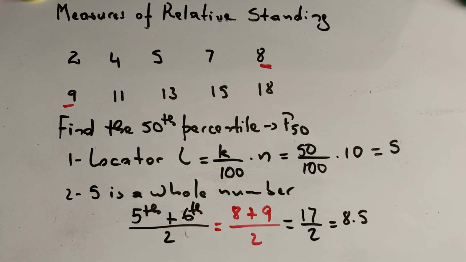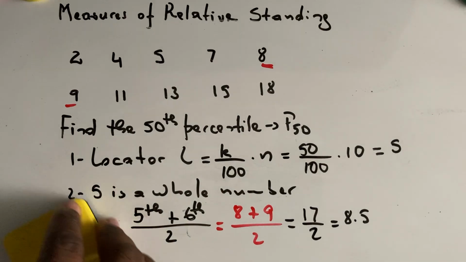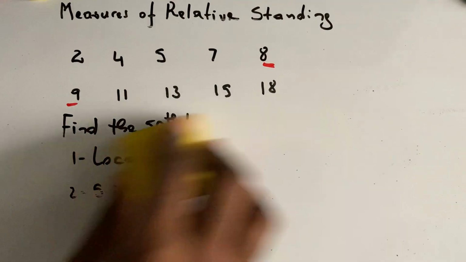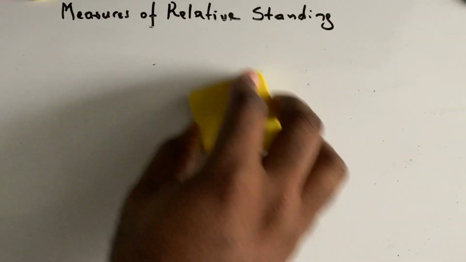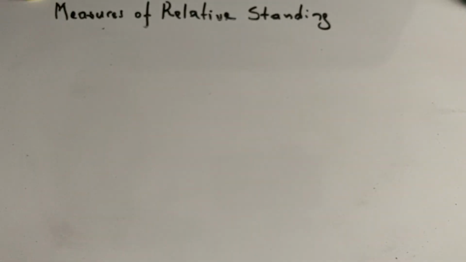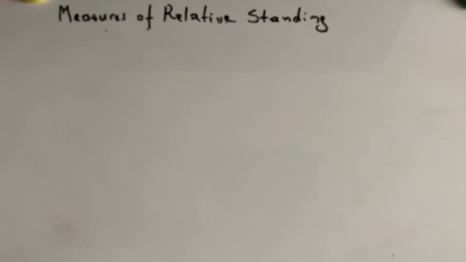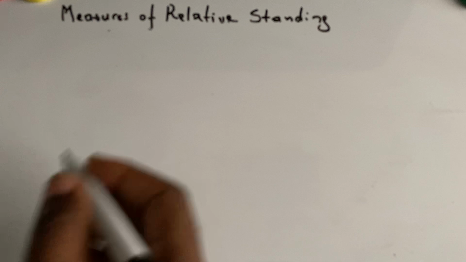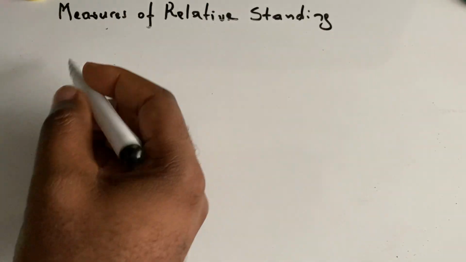Now, the reason why I'm telling you this is that it's like a bridge to the next measures of relative standing. Because guess what, we have other measures of relative standing, and I'm going to explain this, because once you understand what I just did at the beginning here, this will be pretty simple for you.